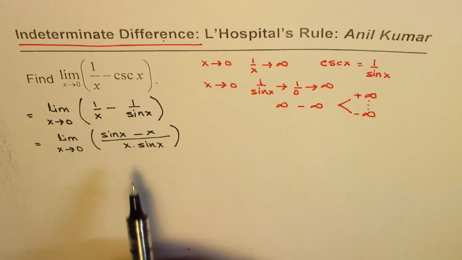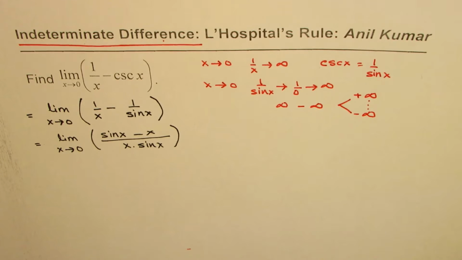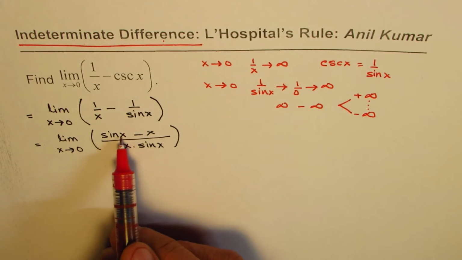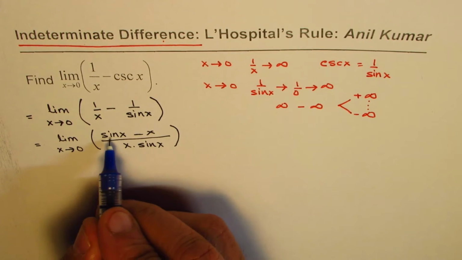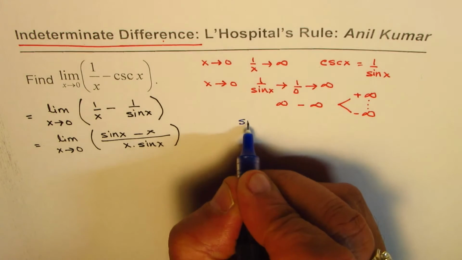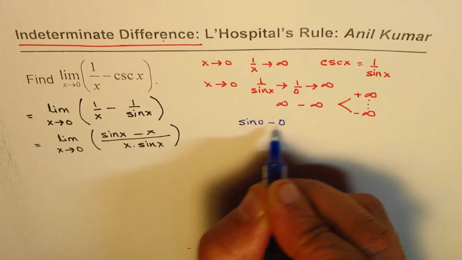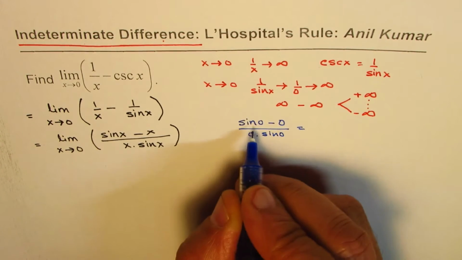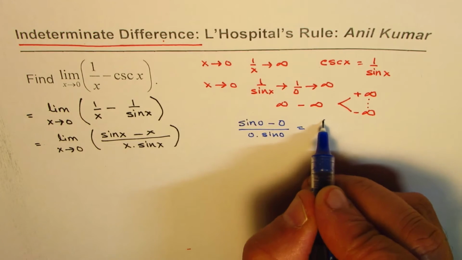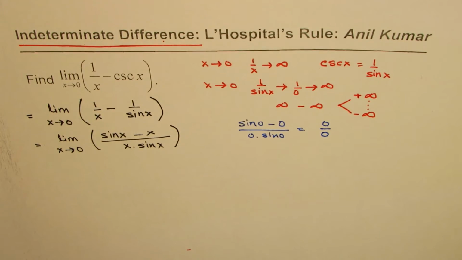At this stage, you can very clearly see what happens as x approaches 0. Let me rewrite here. If I write sine 0, I get sine 0 minus 0 in the numerator, and I get 0 times sine 0 in the denominator. Sine 0 is 0, as you know. 0 minus 0 is 0, so we get 0 over 0. That is the fundamental indeterminate form where L'Hospital's rule can always be applied, right?